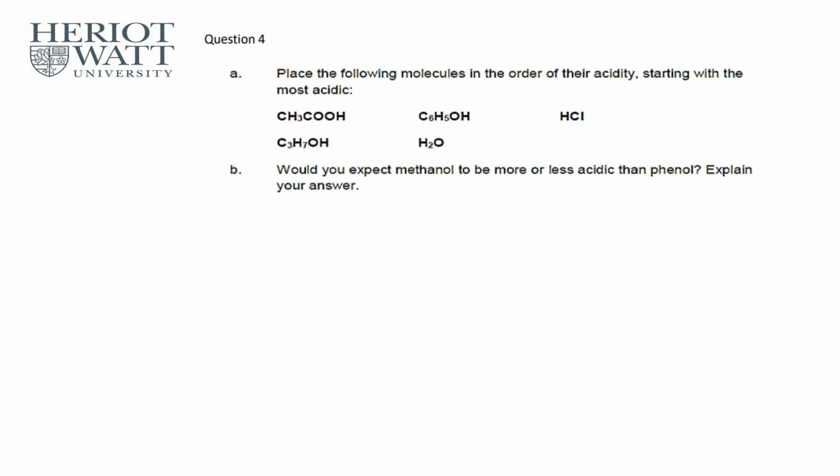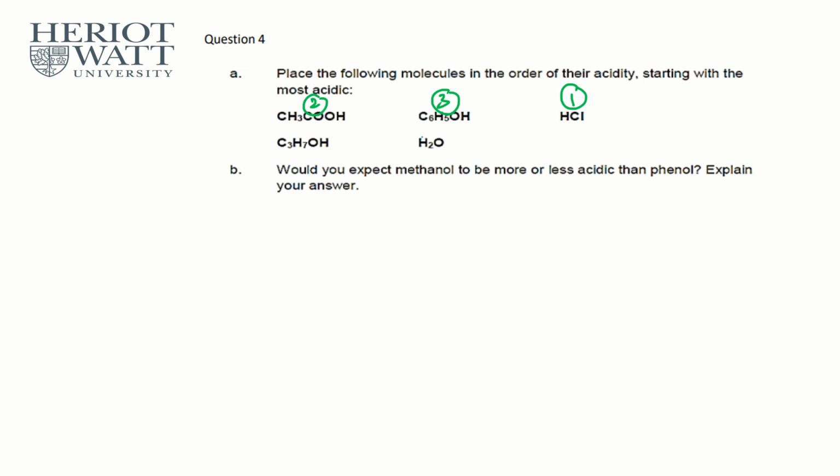Okay, question 4. Place the following molecules in the order of acidity, starting with the most acidic. So the most acidic, I'll put that as number 1. And then it is followed by carboxylic acid, right? And then it is followed by a phenol. Don't forget, phenol is a very weak acid, even weaker than carboxylic acid, right? So that's why it's number 3.